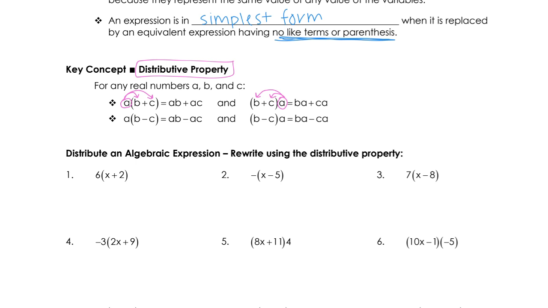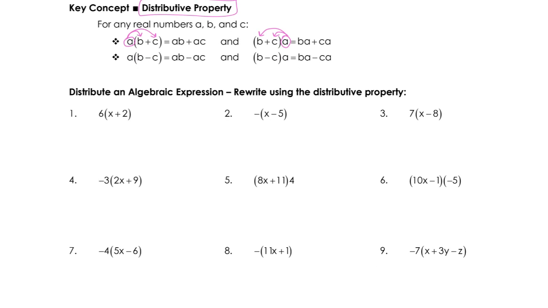So looking at number 1, we have a 6 on the outside that needs to be distributed to x plus 2. So we're going to multiply 6 by x. 6 times x would just give us 6x. And then 6 times 2 would give us plus 12. Please note that it is a positive times a positive. That's why it's a plus 12 there. So that would be our final answer because 6x and 12 cannot be combined together. There are no parentheses, so that is our final answer. It's in simplest form.